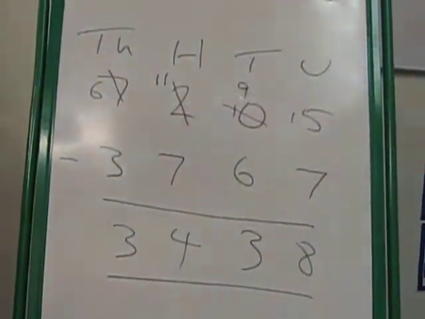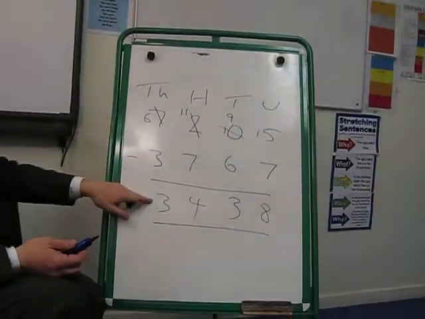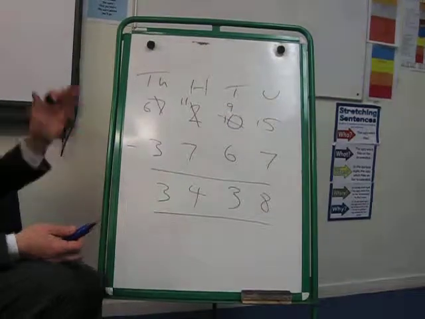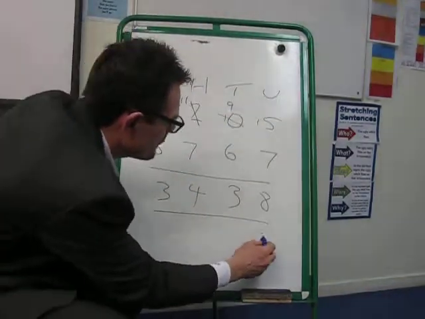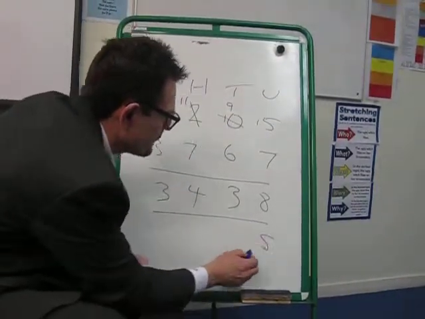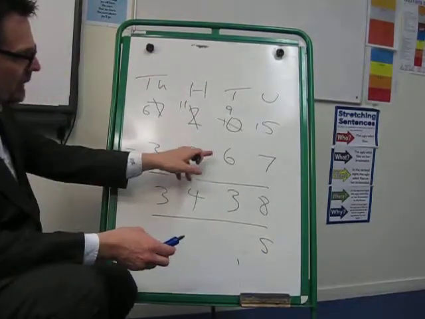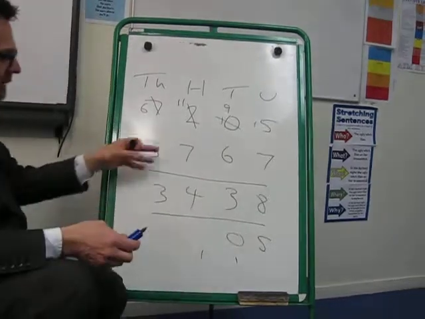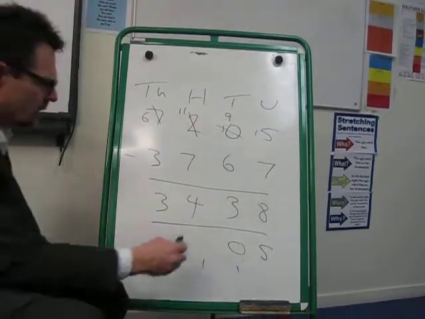Now let's just use the inverse to check that we're correct. If we add this number and this number, we should end up with the original number, 7,205. Very quickly, 7 plus 8 is 15. Brilliant. 1 in the tens. 6 plus 3 plus 1 is 10. 1 there. 7 plus 4 plus 1 is 12.